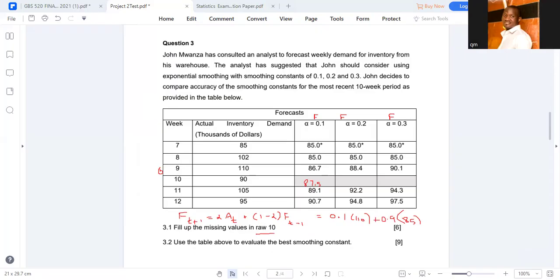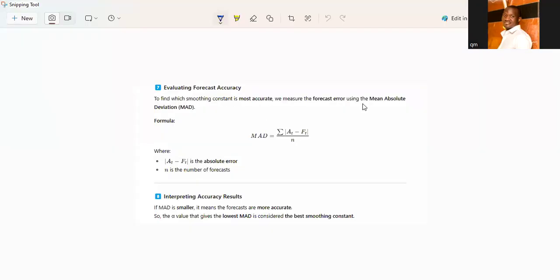So now we have what we call the mean absolute deviation. It is used to calculate the error that is associated with the forecast. The smaller the error, the more accurate the forecast is. So we have the MAD that is very important to our calculation. The most accurate is the one with the least error. So the smaller, the more accurate.